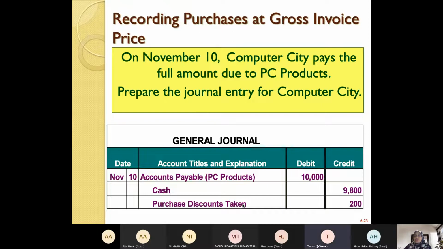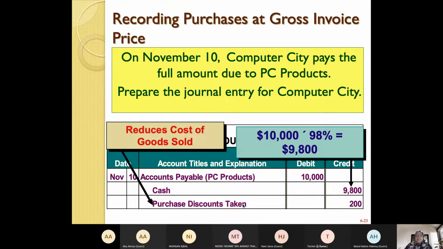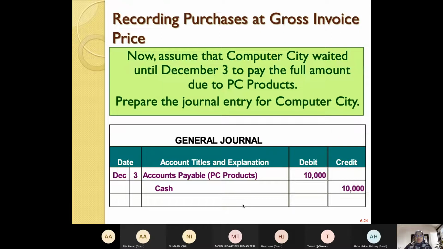Yes, madam. The difference is your 200, the discount. It reduces the cost of goods sold. Now your goods sold is now 9,800.